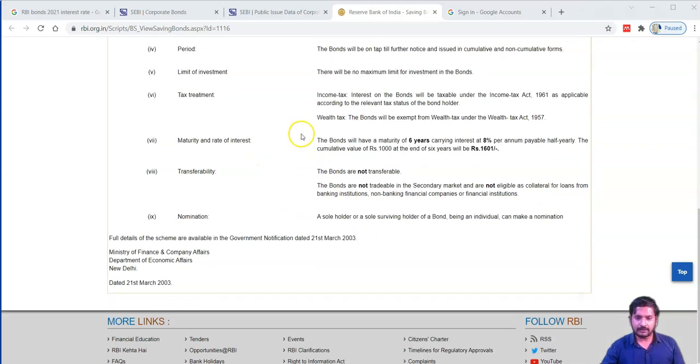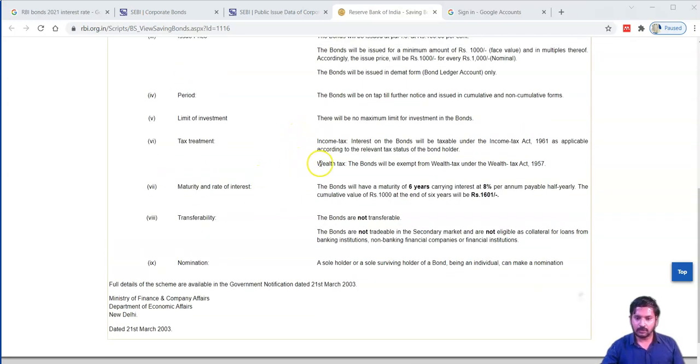Then we have the tax treatment, which they have given on income tax and wealth tax. There is no wealth tax now, so they have exempted it. This is very important, right? Maturity and rate of interest. The bonds will have a maturity of 6 years, carrying an interest rate of 8% per annum, payable half yearly. The cumulative value of rupees 1000 at the end of 6 years will be 1601. So in the end they are paying you the principal amount back, 1000, plus the interest.